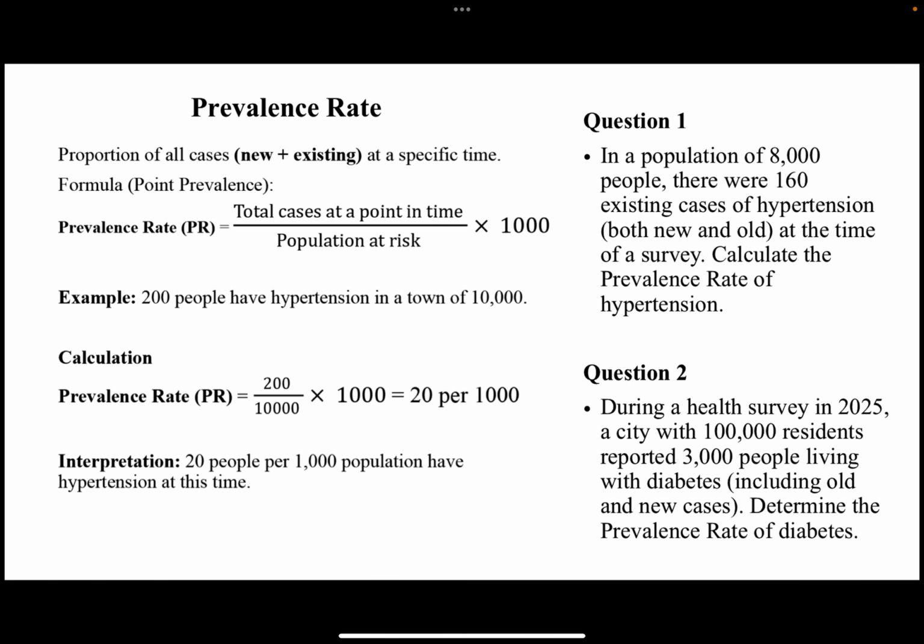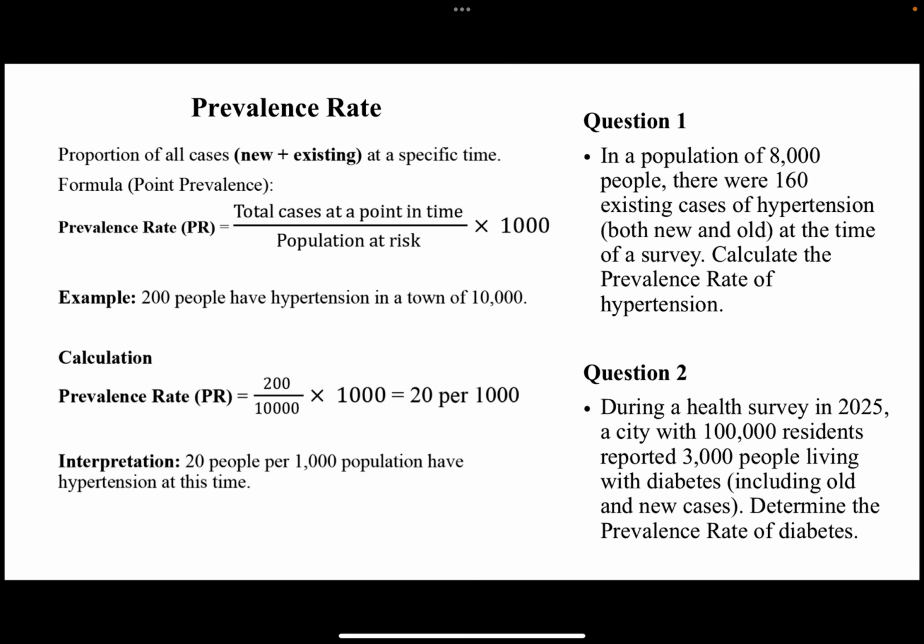Okay, so let's work this out. The formula for prevalence rate states total cases at a point in time over the population at risk, multiplied by 1,000. What is the total cases? 200 people have hypertension. You see over here, we didn't state 200 new cases of hypertension. 200 people. So we are looking at both new and existing cases. So 200 people have hypertension in a town of 10,000 people.